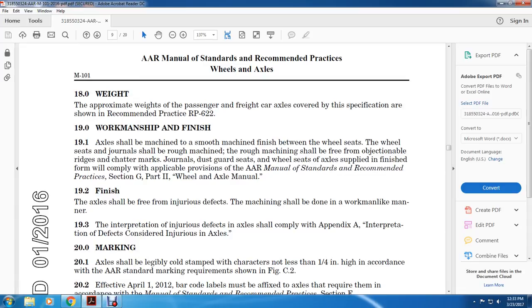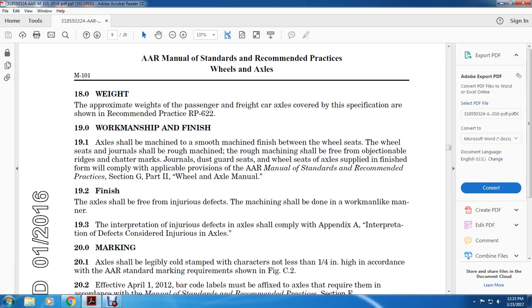18.0 Weight. The approximate weight of the passenger freight axles covered by this specification are shown in Recommended Practices RP622. 19. Workmanship and finish. Axles shall be machined smooth. The machine furnished between the wheel seats. The wheel seats and journal shall be roughly machined. The rough machining shall be free of projectional ridges and chatter marks. Journals should be dust guards.